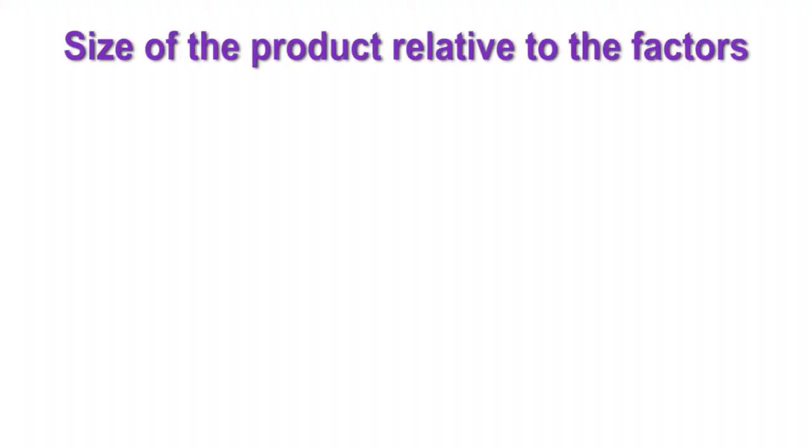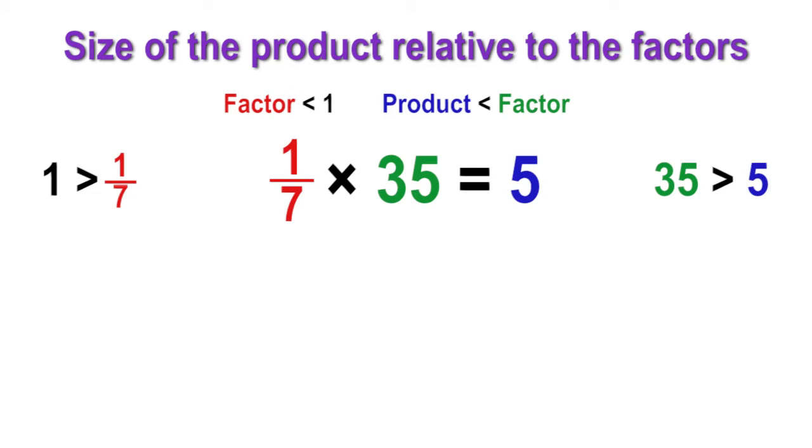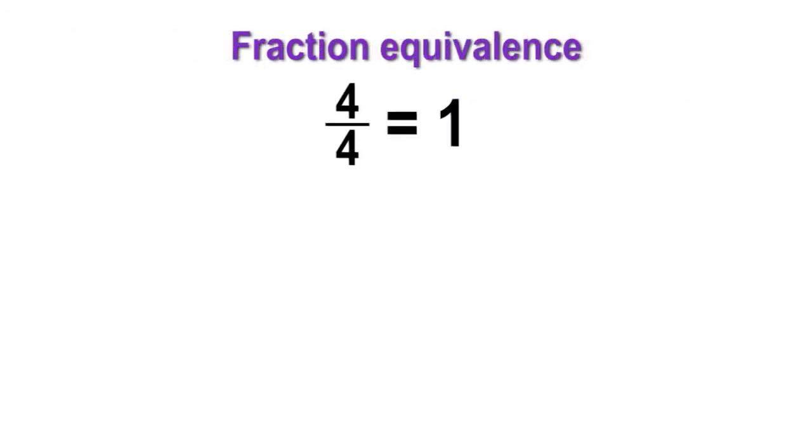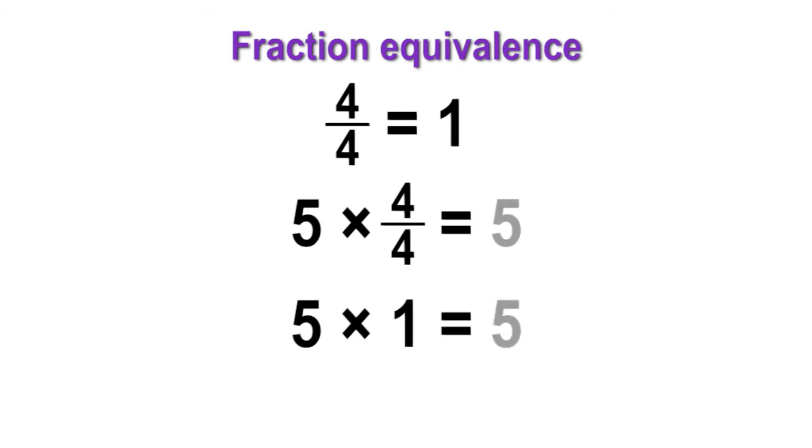In this chapter, students are challenged to reason about the size of the product relative to the size of the factors. They will recognize that when one factor is less than 1, the product will be less than the other factor. For example, 1/7 times 35 equals 5. They will also recognize that when one factor is greater than 1, the product will be greater than the other factor. For example, 3/2 times 4 equals 12/2, which equals 6, and 6 is greater than 4. Students will also recognize that 4/4 is equivalent to 1 and use the identity property of multiplication in solving problems. For example, 5 times 4/4 is the same as 5 times 1, which equals 5.